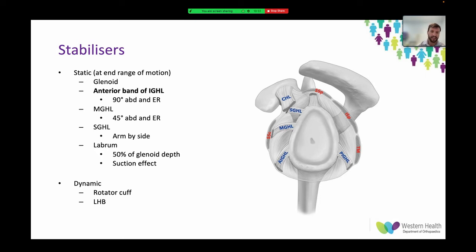Dynamic stabilizers are the rotator cuff and the long head of biceps. And it's particularly important with the force couple between the anterior cuff musculature and the posterior cuff musculature.